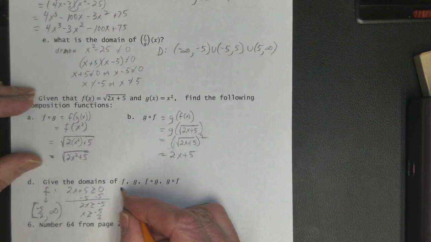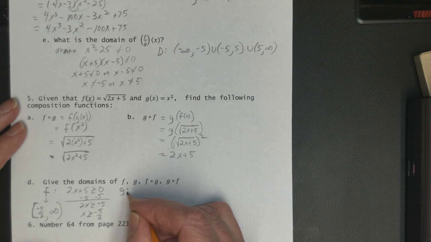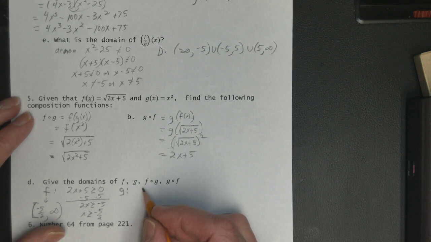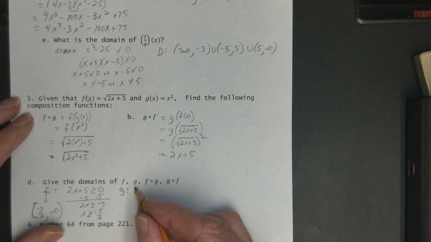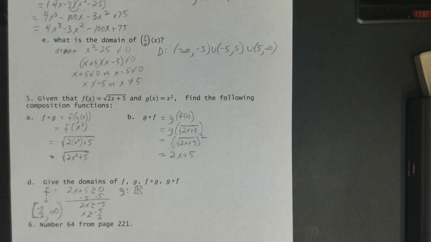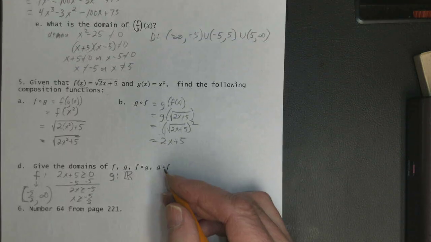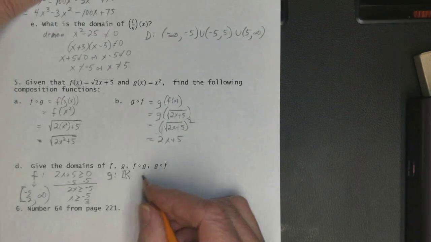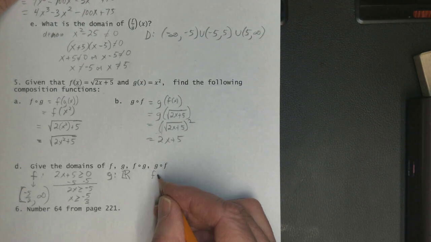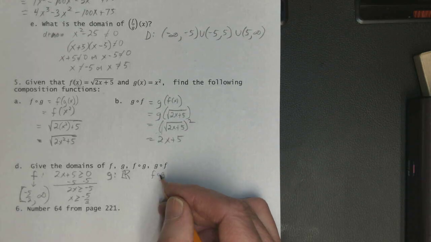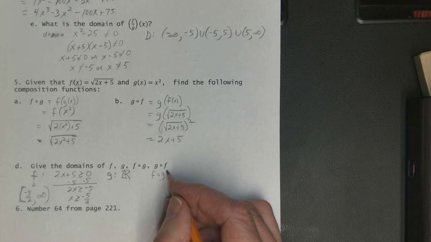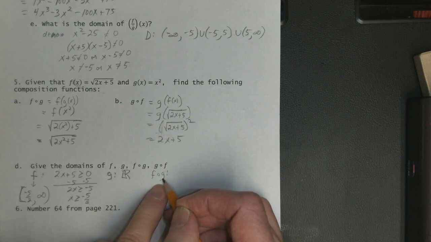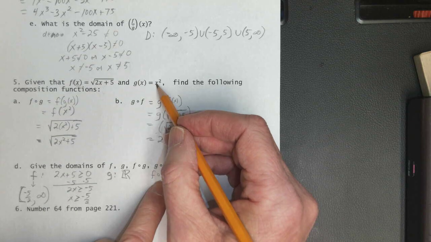Okay. For g, I have all real numbers. G of x is x squared. There's no limit on what values of x we can calculate there. Now, f circle g. G is the internal function. Its domain is all real numbers.